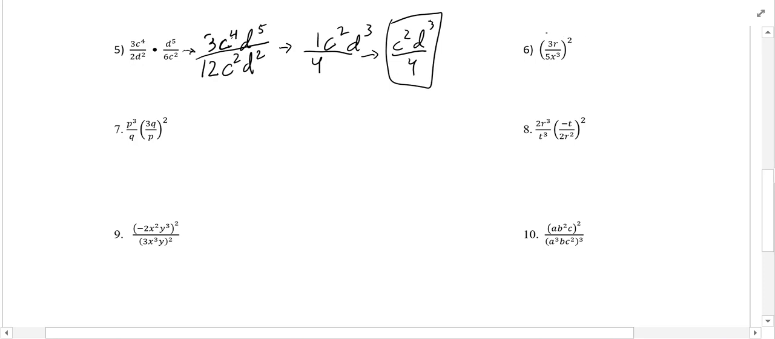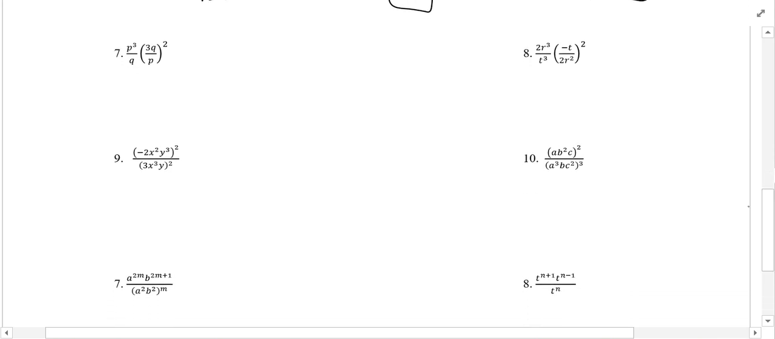All right, so when you have something like number 6, remember the squared is being applied to everything inside of the parentheses. So when you do that, 3 squared is going to give you 9. Here you're going to get r squared. Then on the denominator, you're going to have 5 squared, which is 25. And then x cubed raised to the squared. So remember, power to power is multiply. So you're going to get x to the 6th. In this case, there's nothing to reduce, so this is your answer. If you could reduce it, you would. All right, let's take a look at 7.